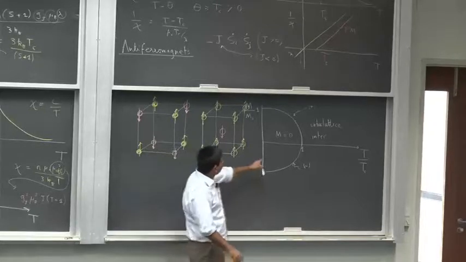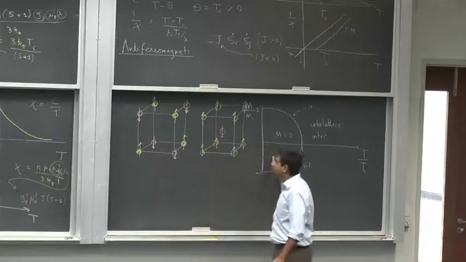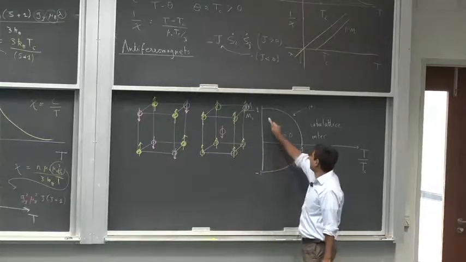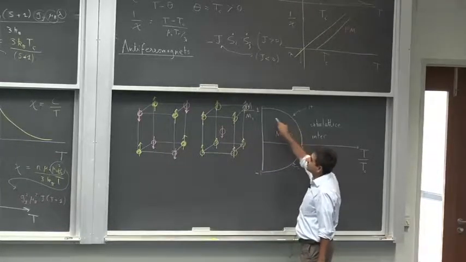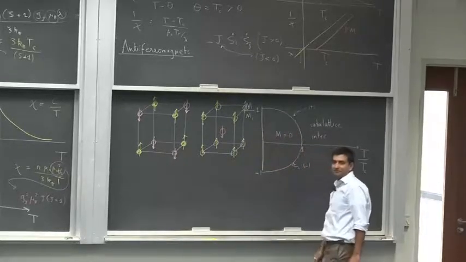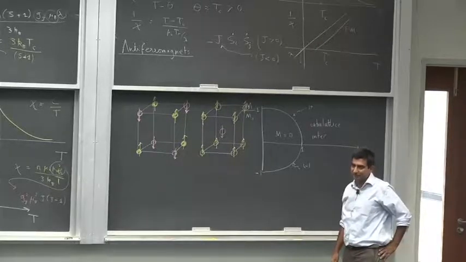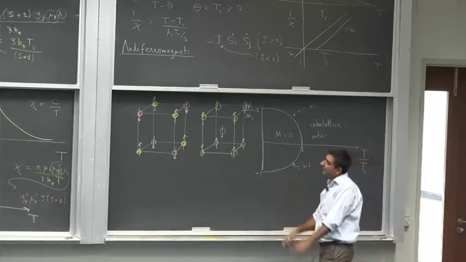Remember, this graph that I've drawn is for zero external field. You will only get this graph for a ferromagnet for zero external field. Now we would like to describe this behavior with the help of Weiss's molecular field theory. So what happens in an antiferromagnet?